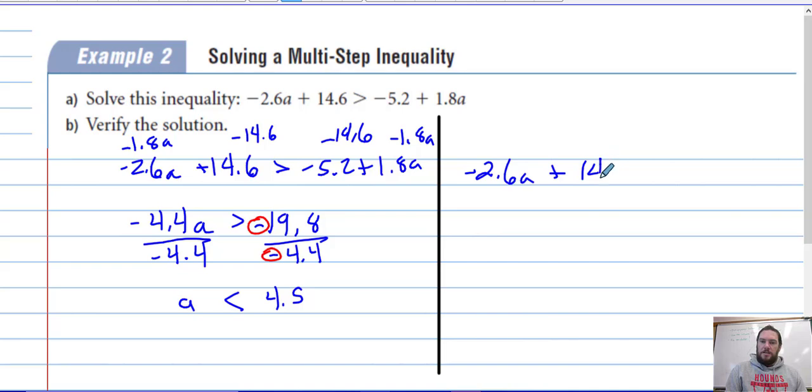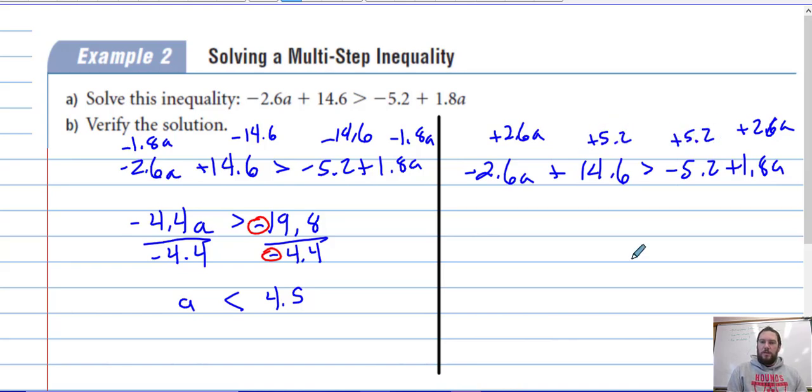So what does that look like? So negative 2.6a plus 14.6 greater than negative 5.2 plus 1.8a. So I can plus my 2.6a and plus my 2.6a here, and then I can plus my 5.2 and plus my 5.2. So what I get is 19.8 greater than 4.4a, and what you'll notice is I end up with the same values. I end up with 4.4 and 19.8. The only difference here, instead of them both being negative, they're both positive.